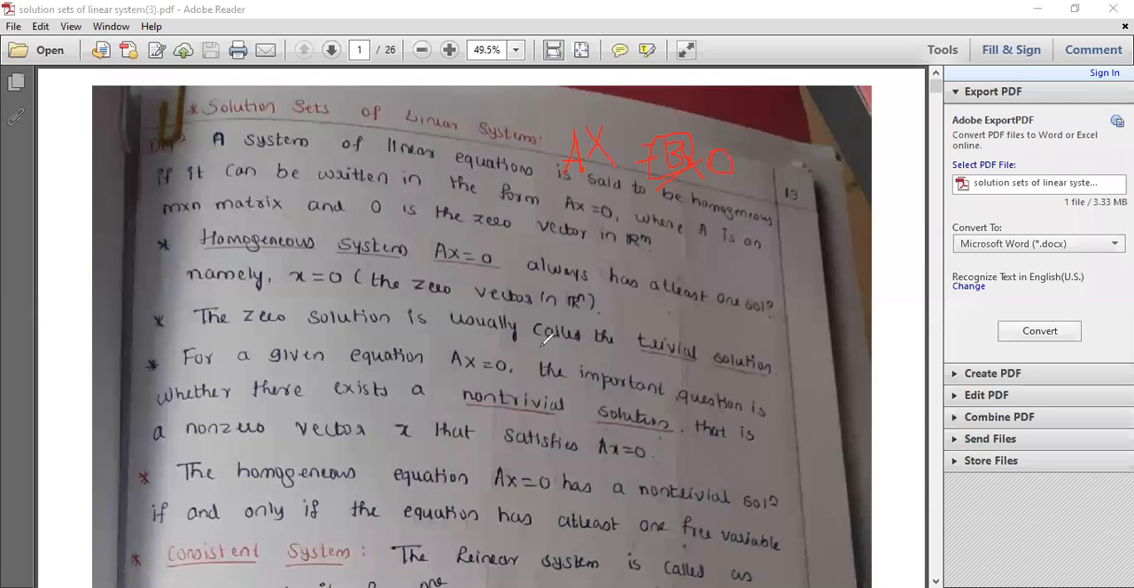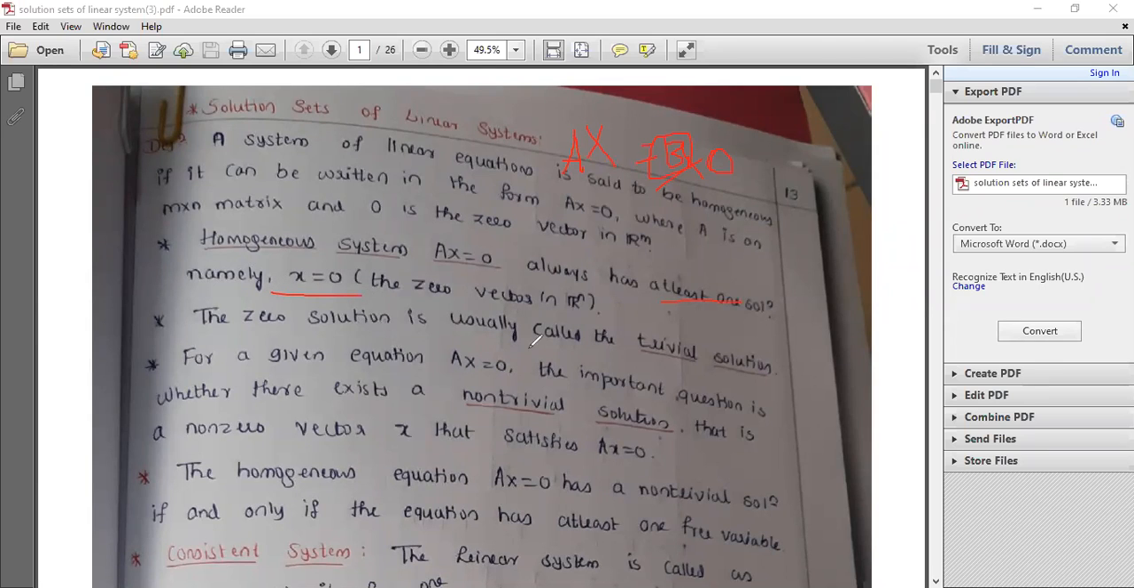Okay, then the next thing: if we got a homogeneous system, what is the criterion of solution in the homogeneous system? So remember here, I have given the star points. The homogeneous system, Ax equal to 0, has at least one trivial solution, at least one solution, namely x equal to 0.